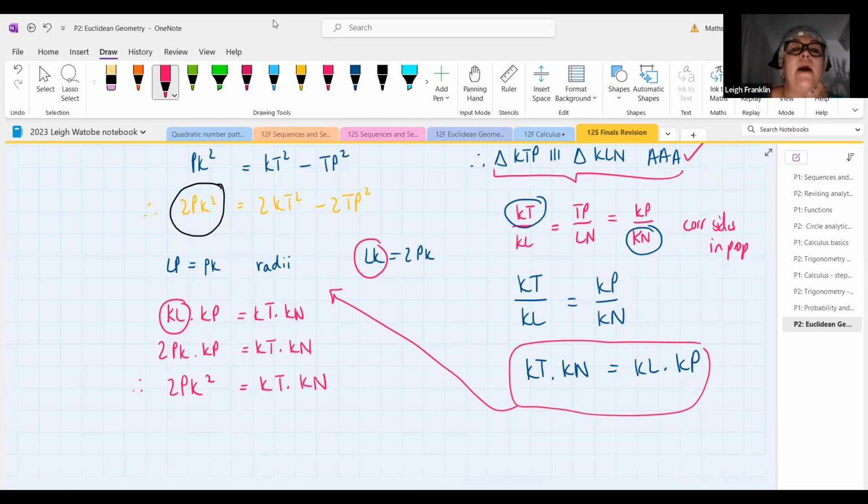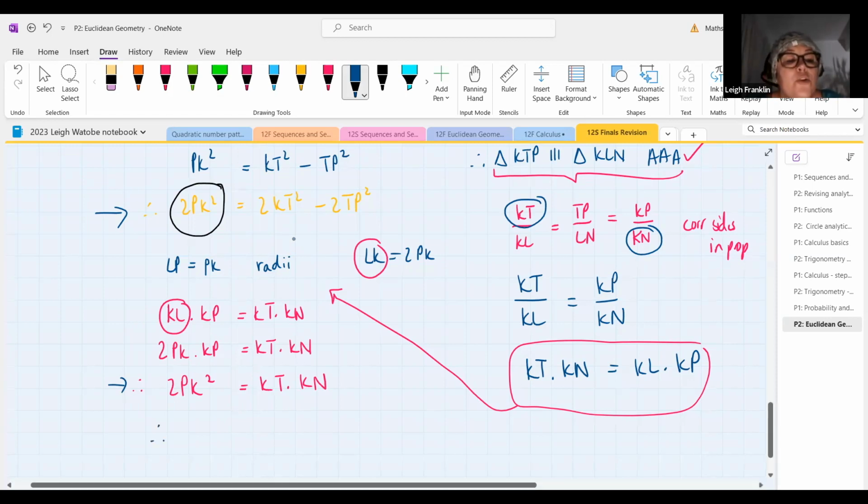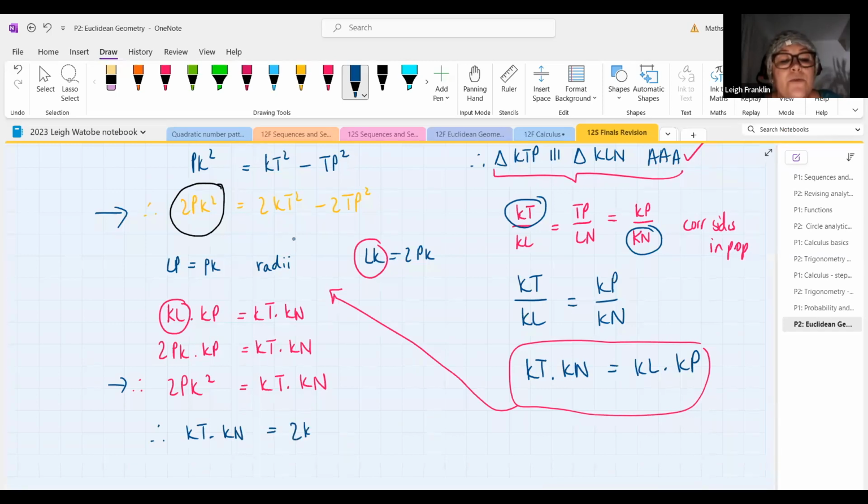And now I have two statements. This one over here, that 2PK is equal to, and this one over here, that 2PK squared is equal to. And now I can conclude that therefore KT times KN is going to be equal to 2KT squared minus 2TP squared.